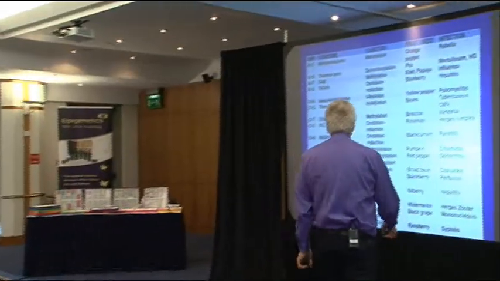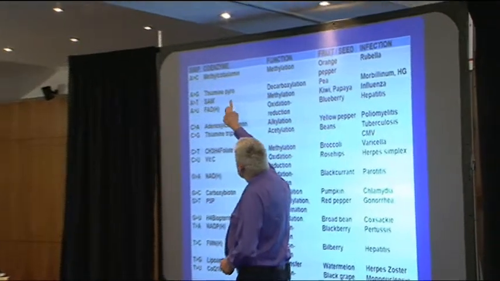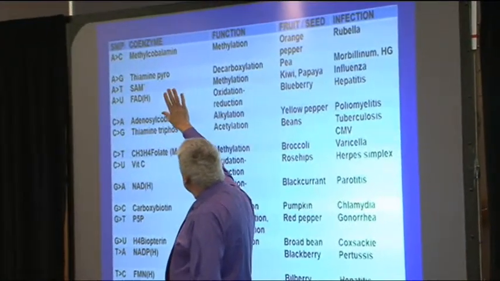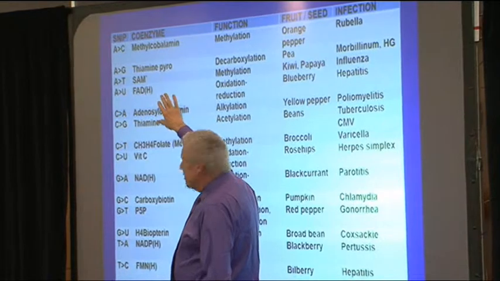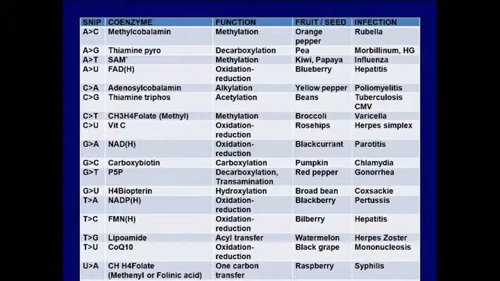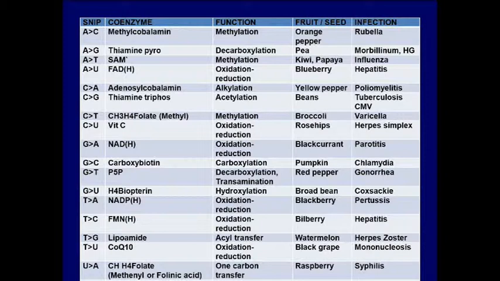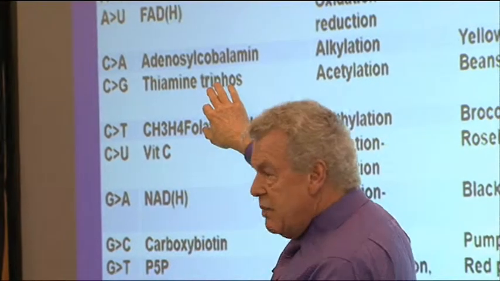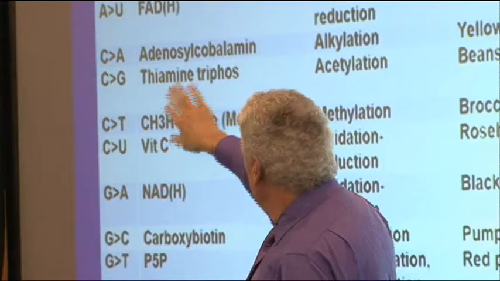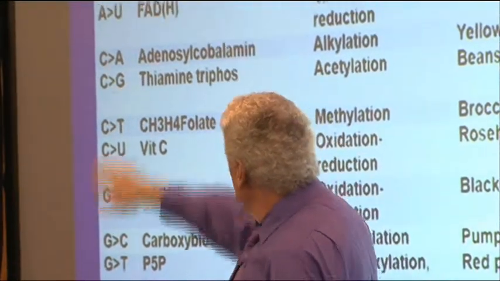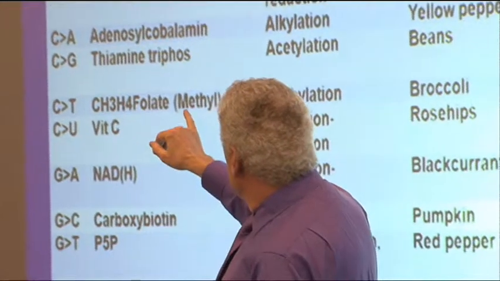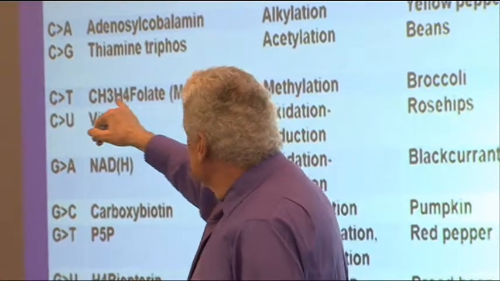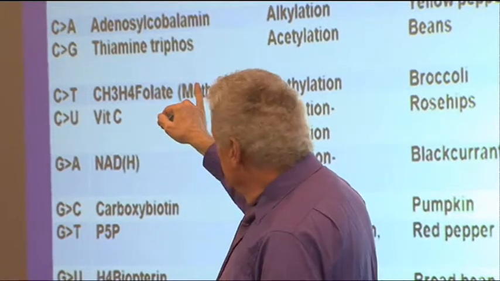SAM, you simply need rosemary powder, or capsules as it will be. FAD, flavin adenine dinucleotide, is vitamin B2. That's your riboflavin 5-phosphate, which is already available. Adenosylcobalamin is already available. These are all in liquid form. Thiamine triphosphate is just double the amount of magnesium to the thiamine, so that's already available as the thiamine with the magnesium. Methyl tetrahydrofolate, that's folic acid plus zinc, as I said.